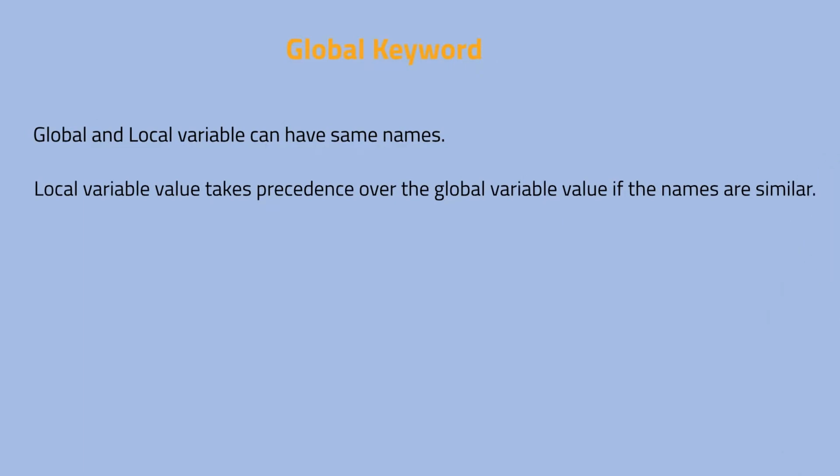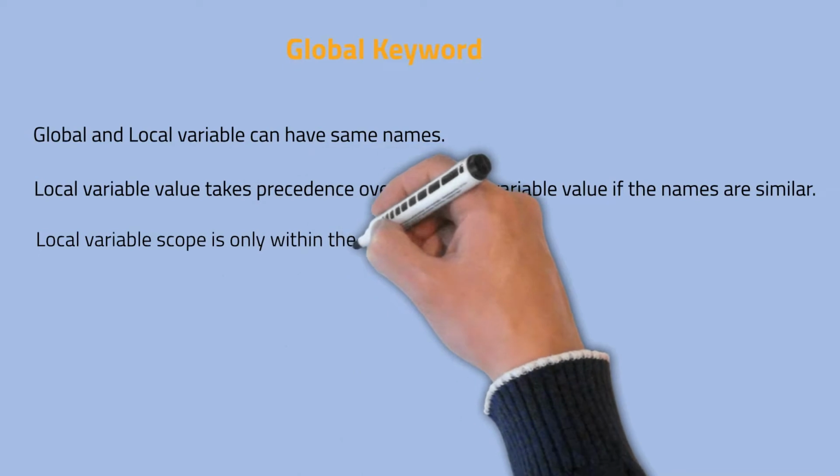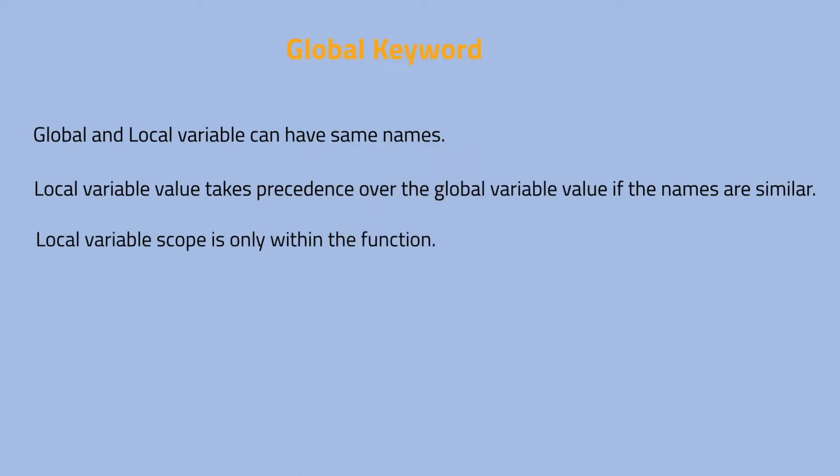For example, a variable can be defined as a global variable and at the same time as a local variable with the same name. In such cases, the local variable always takes precedence over the global variable. The local variable scope is limited to the function in which it is declared.